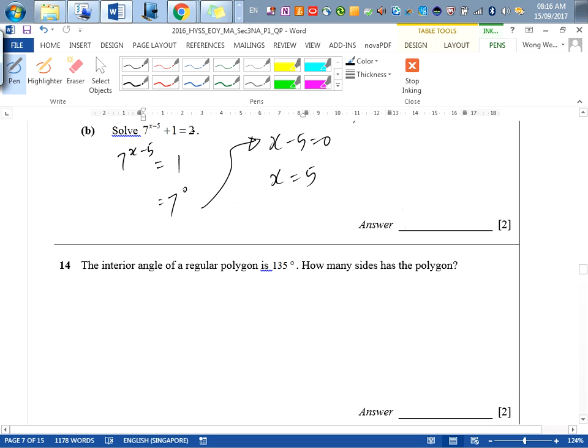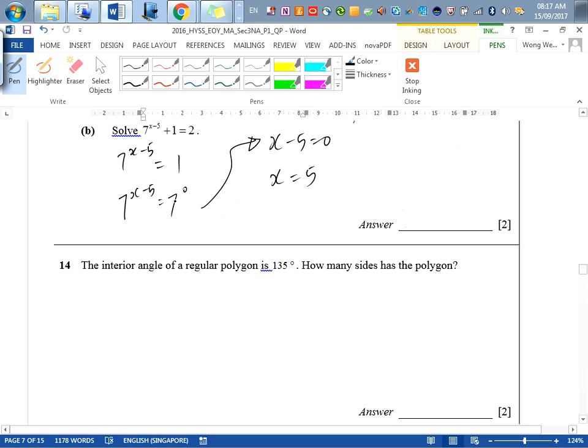Do you agree? Yeah. So whenever you have the unknown in a power, we need to compare the bases. We need to compare the powers. That means the bases must be the same. And since I have the base as 7 on the left hand side, I have to change the right hand side to a base 7 also. And it is easy to do so because anything to the power of 0 is 1. So that is why I chose it to be 7 power 0.